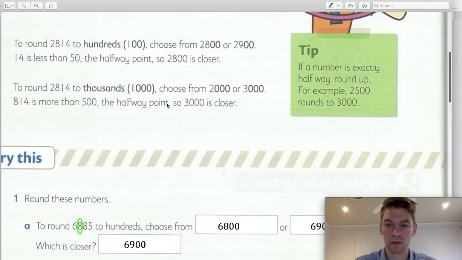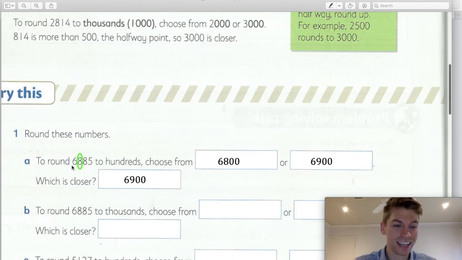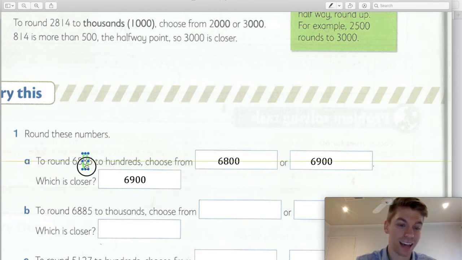I've already done this one for you. So we're rounding 6,885 to hundreds. And it means that when we're looking at the hundreds, we're actually going to go down, low five, to the tens. That's what the low five means. Now, this one could either go up and push the number up to 6,900, or it could push the number down to 6,800. And for us, we know that this is high five. It's above the five, so it actually pushes up the hundreds to 6,900.